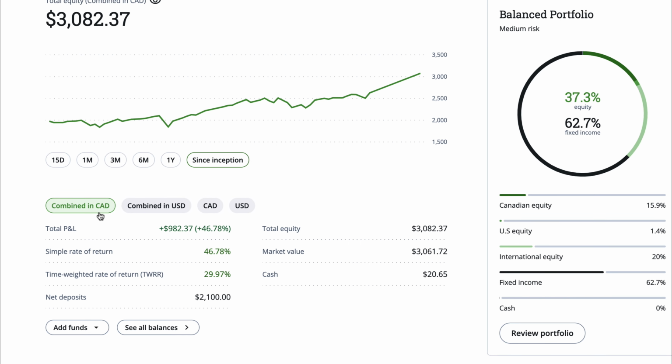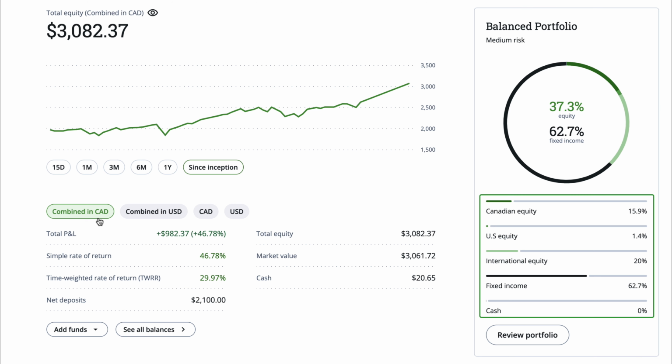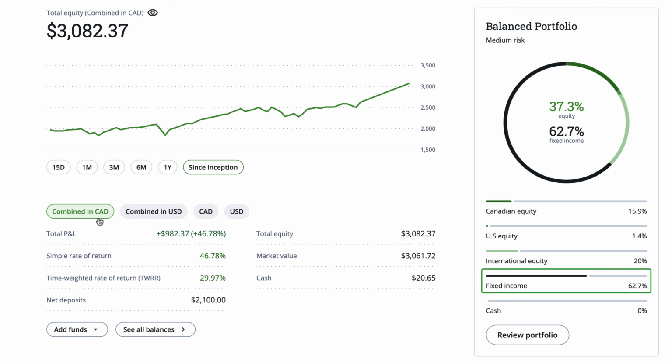To the right, you'll see a breakdown of how your Questwealth portfolio is allocated, based on the questionnaire you completed when you created your account. Your funds will be diversified and managed accordingly. If you have a higher risk portfolio, more of your funds will be in Canadian, US, and international equity ETFs. If you have a lower risk portfolio, your funds will be primarily in fixed income ETFs.